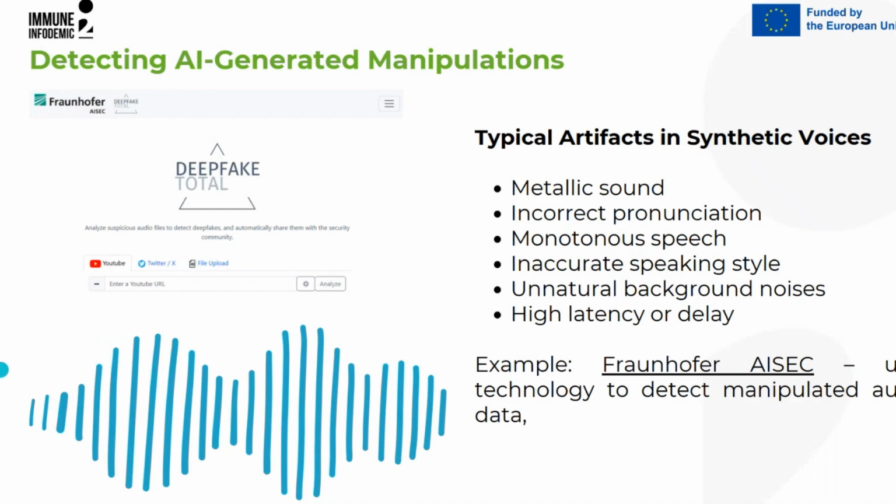AI detection: how do we spot fake voices or visuals? Listen for metallic or robotic voice tones and watch for unnatural movements or inconsistencies in videos. Some platforms like Fraunhofer Isaac have detected deepfakes and audio manipulations.